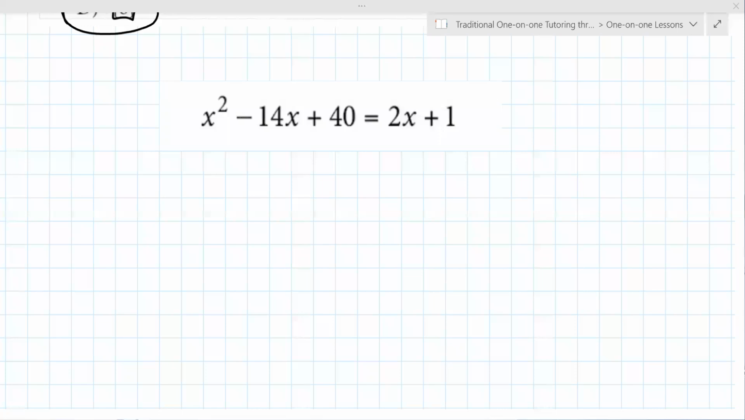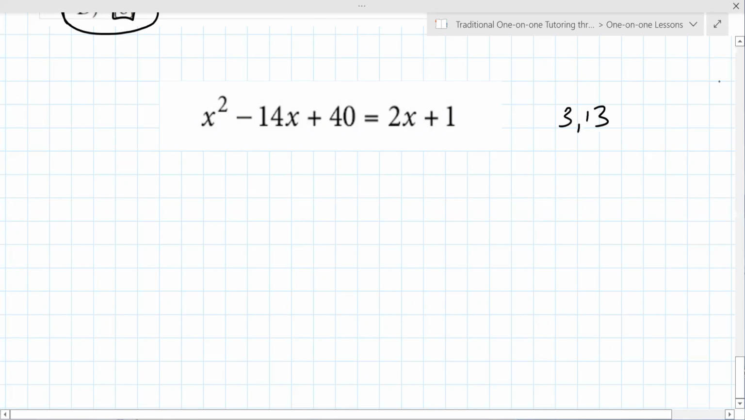Do you have some answers for me? Yeah, x equals 3 and x equals 13. 3 and 13. Okay, now let's go look at what the actual question asks.